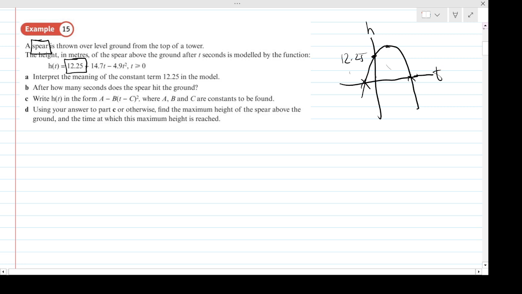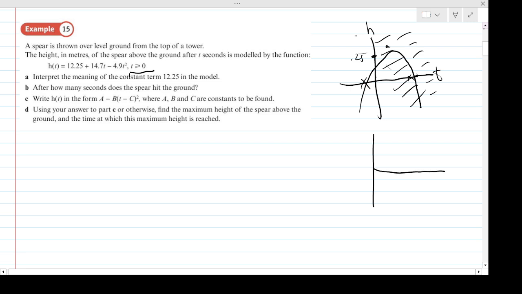So that's kind of what the path would look like. But actually, it's also said when t is greater than or equal to 0. So we only want positive values of t. So we only want this side of the graph, not the left side. So actually, it would look something like this. So it crosses 12.25, and that's t and h. But I've got rid of the negative t axis, right? So I really want the right side of the graph.